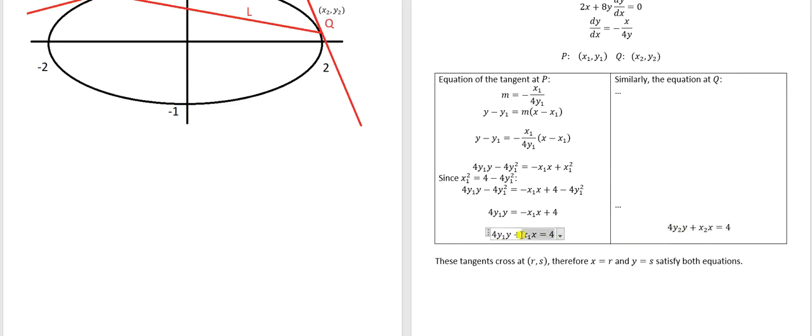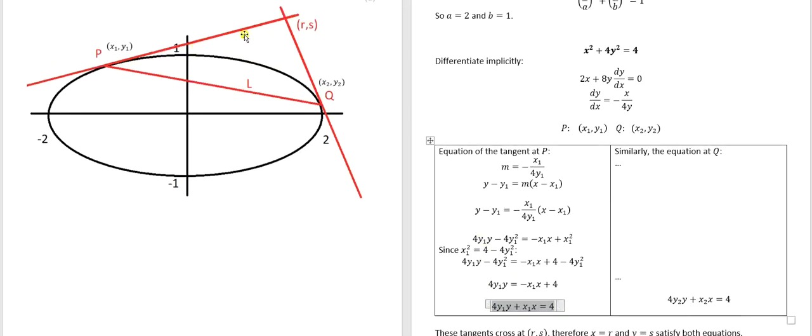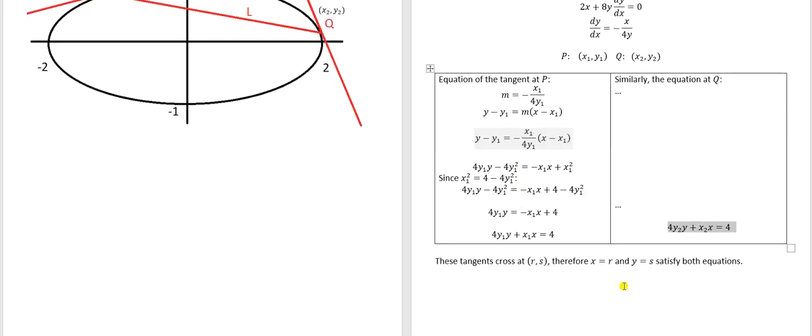There are lots of points that satisfy this equation, any point that's on this first line. But if it also simultaneously satisfies this one, then it's on this line as well. And that's what makes r and s special. So let's substitute them in. We have 4y1 times s plus x1 times r equals 4. And similarly, 4y2 times s plus x2 times r also equals 4.